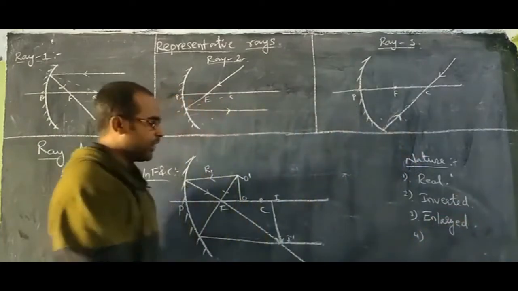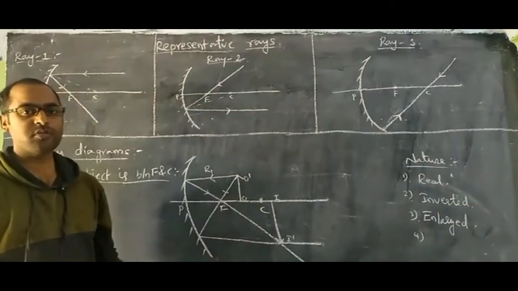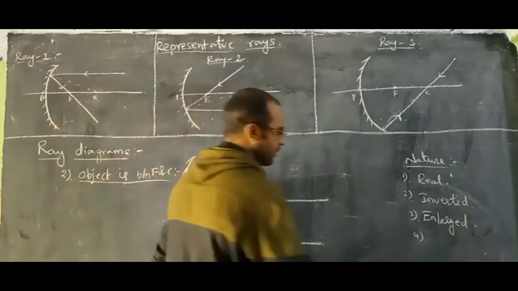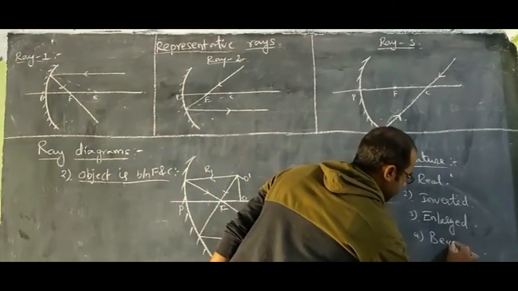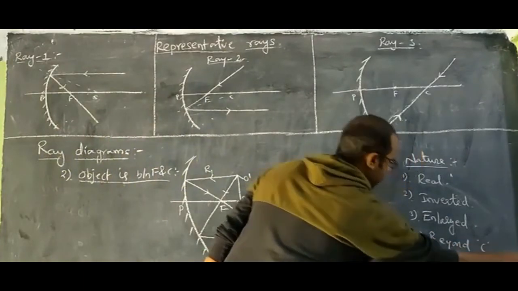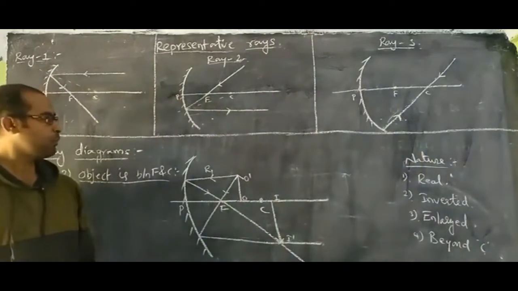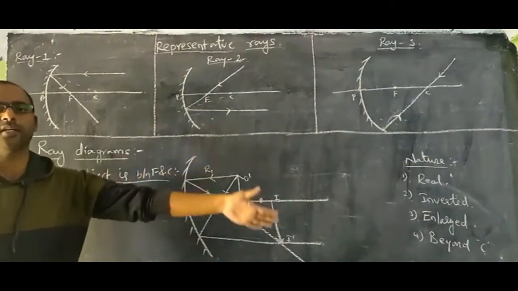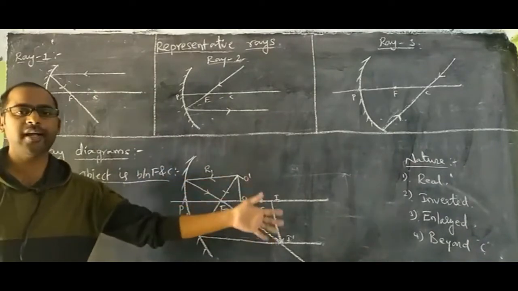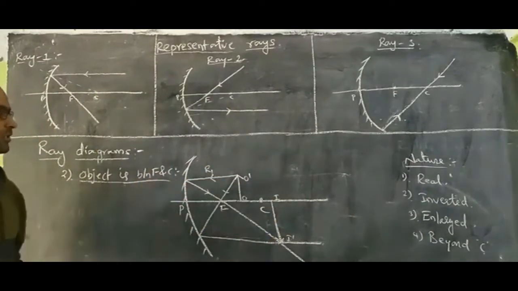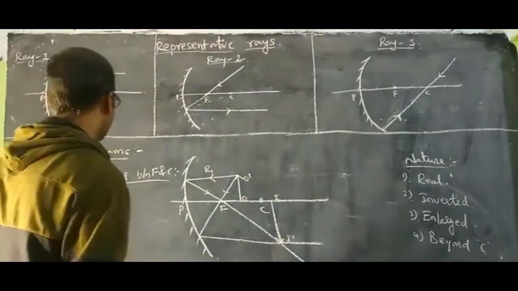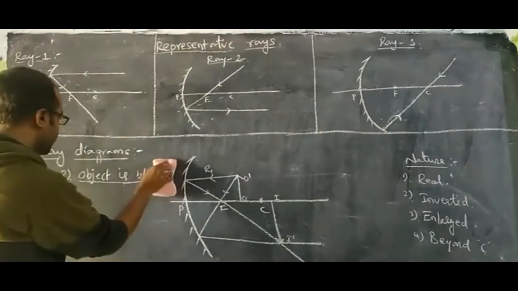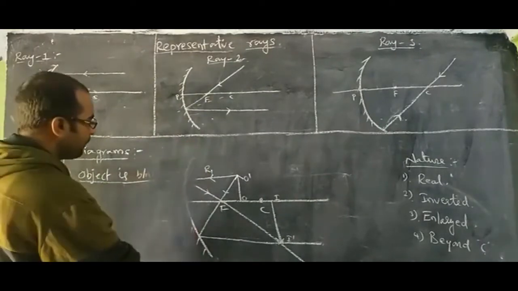Enlarged image. And what is the position of the image now? The image is formed beyond the center of curvature, beyond C. So when the object is placed between F and C, the image is formed beyond C, and it is real, inverted and enlarged. So this is such a case. And next, in the last situation, when the object is in between P and F.